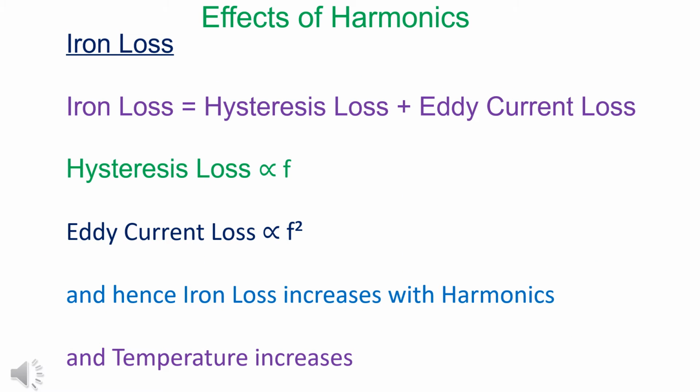The iron loss is equal to hysteresis loss plus eddy current loss. Hysteresis loss is proportional to frequency, and eddy current loss is proportional to frequency square, and hence iron loss increases with harmonics and temperature increases.